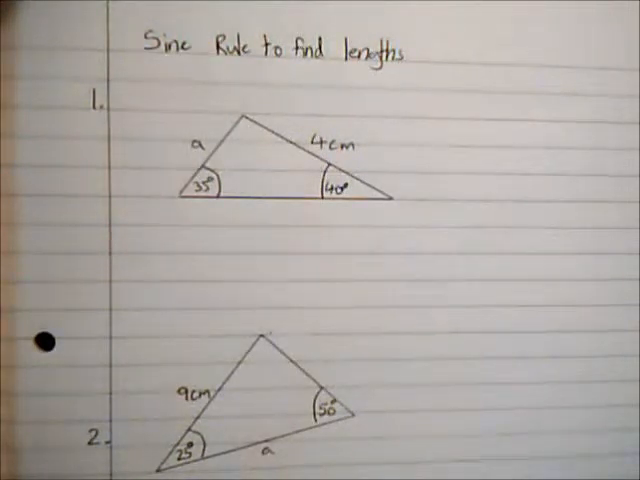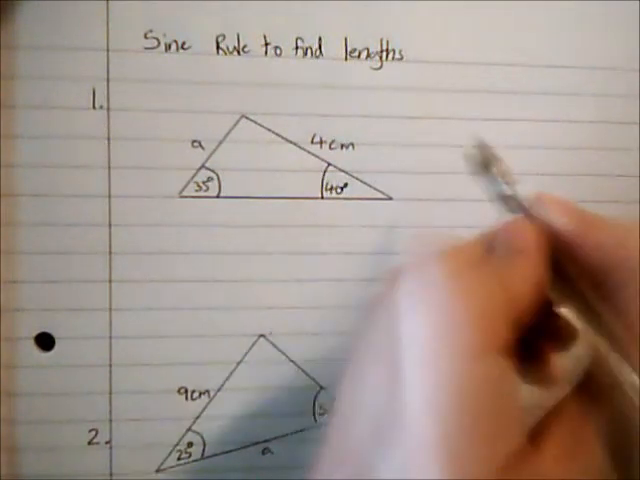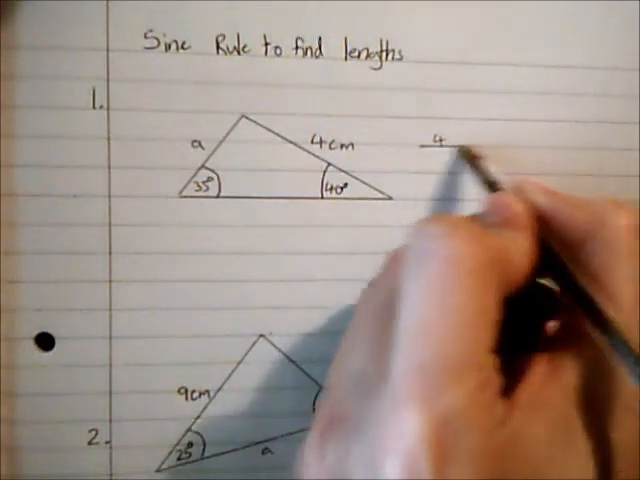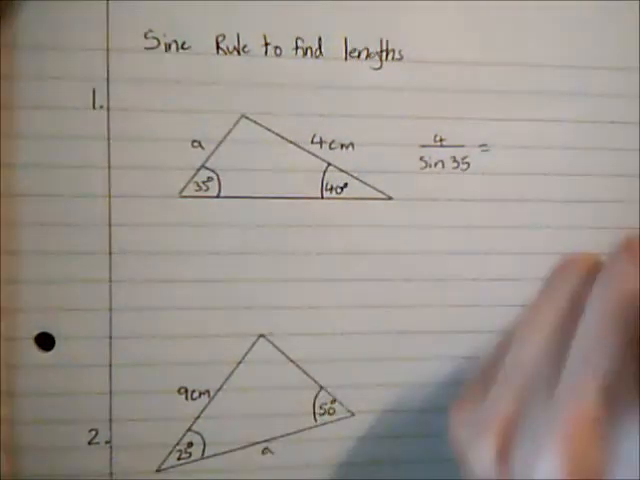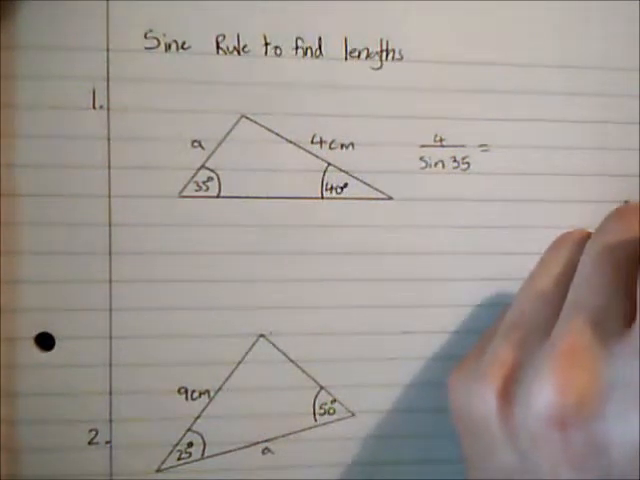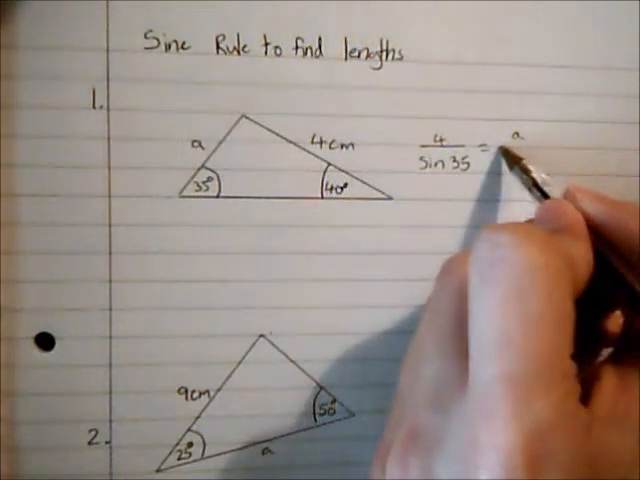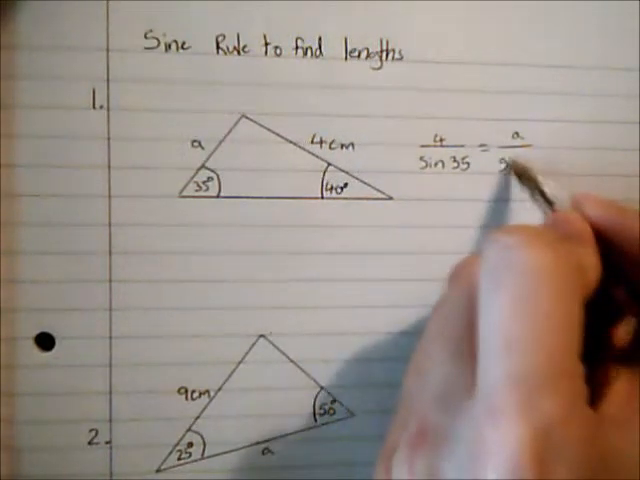So in this first example I've got a length of 4 centimeters opposite an angle of 35 degrees and an angle of 40 degrees opposite a length A centimeters. So this is a prime example of where the sine rule can be used, and the sine rule says that a length divided by the sine of the opposite angle is going to be equivalent for each pair of sides and angles in the triangle. So 4 over sine 35 is equal to A divided by sine 40.